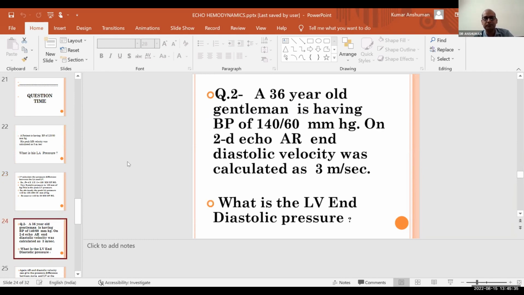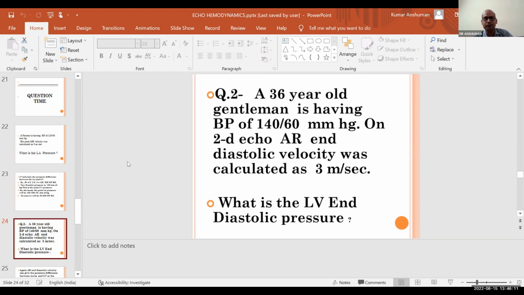Now again, the same equation applied in a different scenario. If a patient is having a blood pressure of 140 by 60 millimeter Hg, in 2D echo you get the AR end diastolic velocity calculated as 3 meter per second. How do you calculate the AR end diastolic velocity? You just apply continuous wave Doppler on the AR jet. You get a graph, and you go to the ending part of that, and you get the AR end diastolic velocity. Suppose that is 3 meter per second.